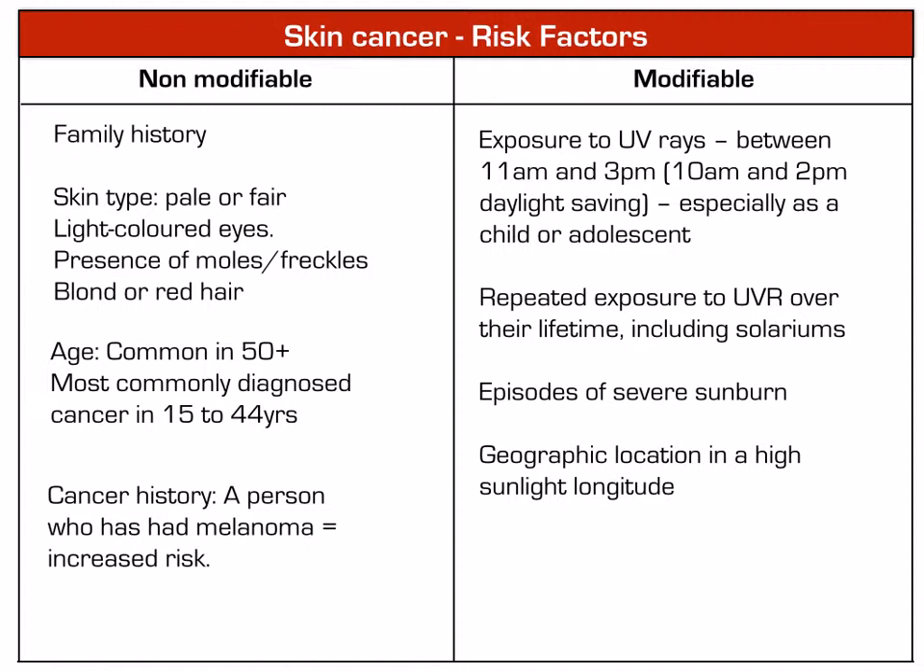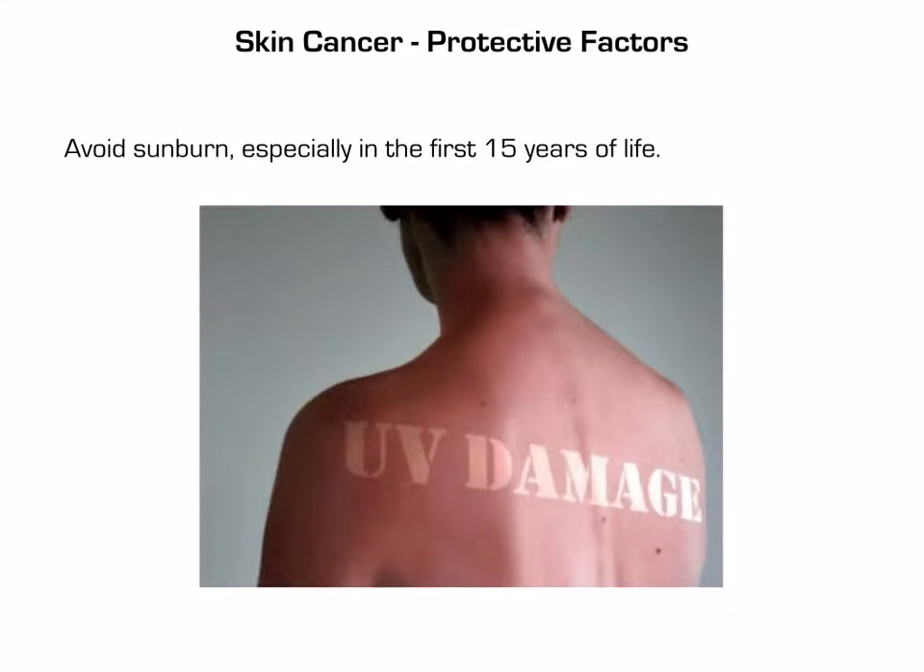The modifiable risk factors include reducing exposure to UV rays, particularly between 11 AM and 3 PM, especially as a child or adolescent. Repeated exposure to UV rays over their lifetime, including solariums. This can be modified. People can reduce their exposure. Episodes of severe sunburn are a risk factor for skin cancer, and also geographic location in a high sunlight longitude. So those people that are closer to the equator generally have a higher risk.